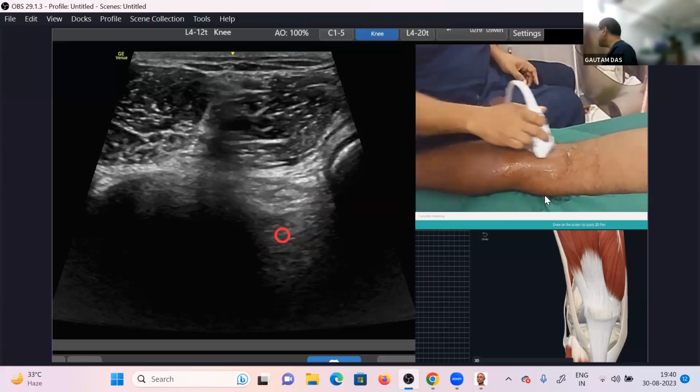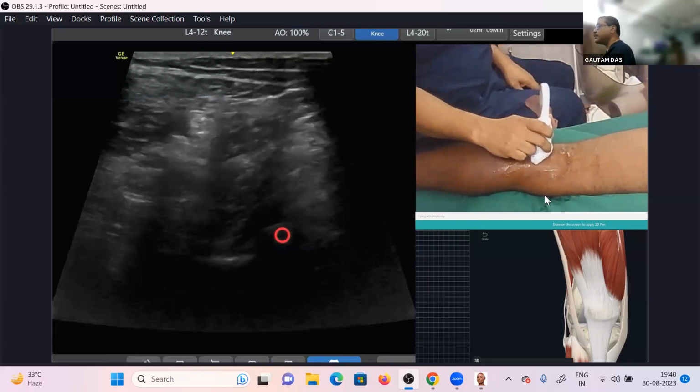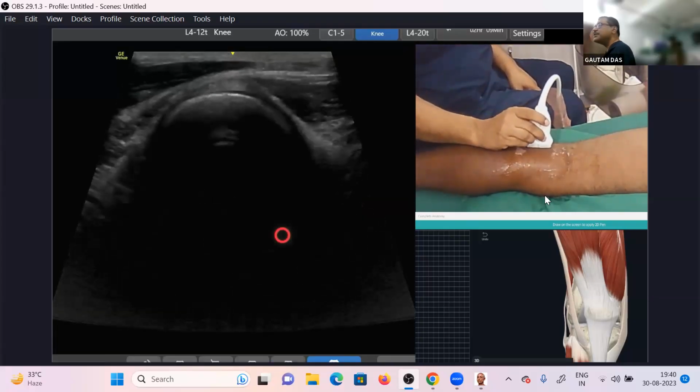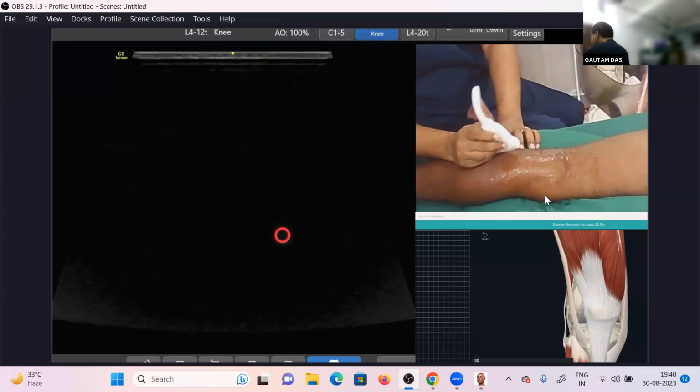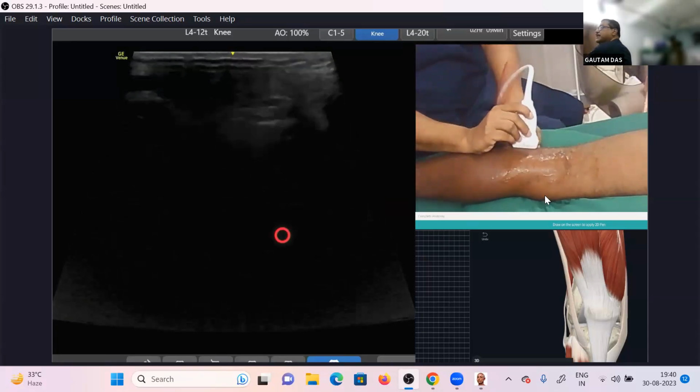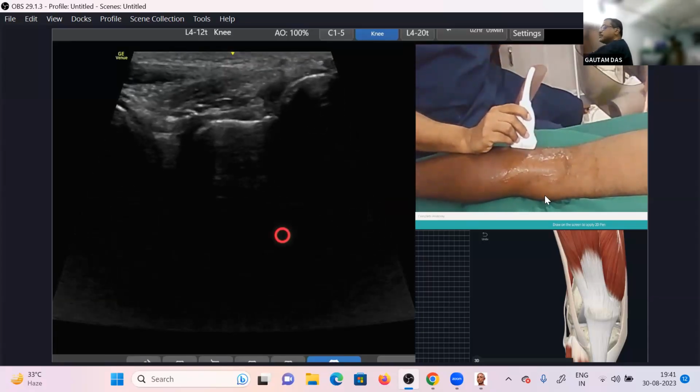Okay, so now the arcuate ligament. For the arcuate ligament, I have to palpate the fibular head. I'm palpating the fibular head. Let me reduce the depth now, and let me change the probe, because it is superficial, I'll be able to see it better if I take the high frequency.